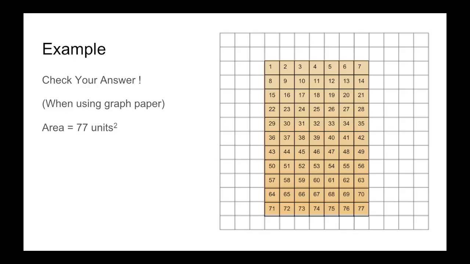When a rectangle problem appears like this on graph paper, you can check your answer by counting the total number of units within the rectangle, and that will also tell you the area of the shape. So here we can see that there's a total of 77 units within the 7 by 11 rectangle, showing that the area taken up by the rectangle is 77 units.